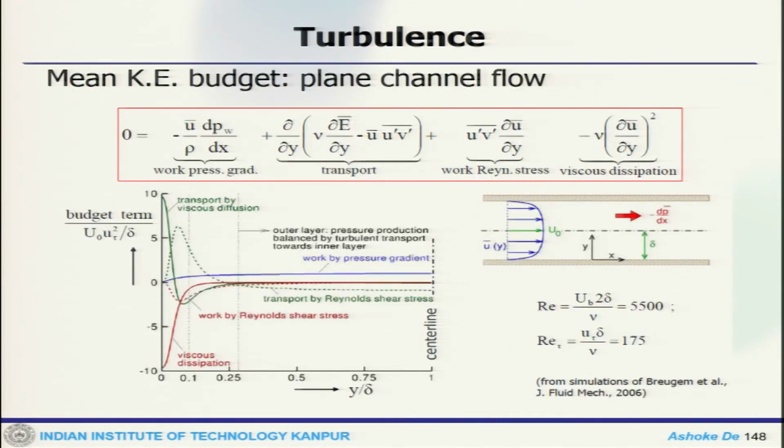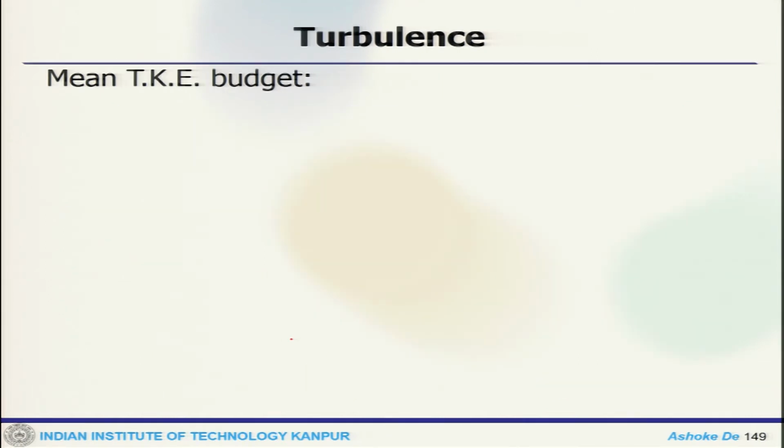Now, if we look at this mean kinetic energy equation for plane channel flow, this gives a pressure gradient term, transport term, Reynolds stress term, and viscous dissipation term. If you plot this budget, this is the individual term. So, you can see the contribution from each of these terms, due to pressure gradient or the transport and all these things.